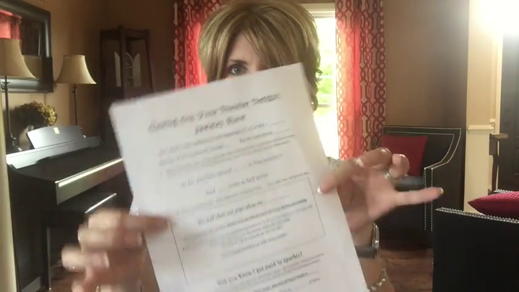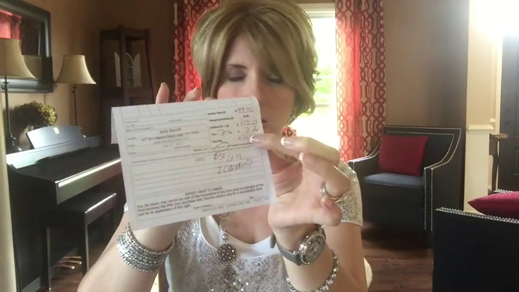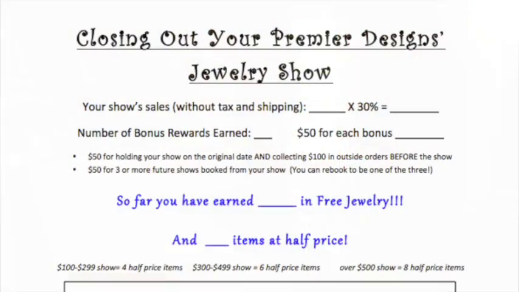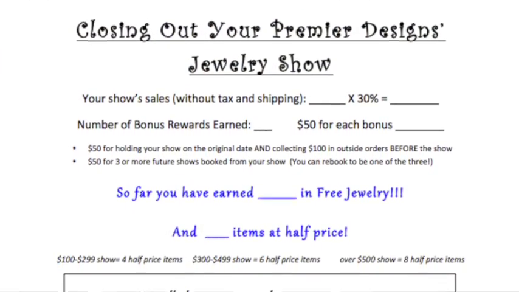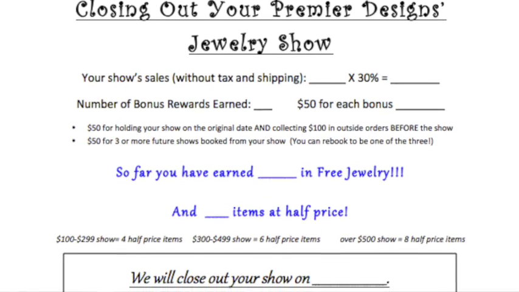Now, I love to use the I Get Paid to Sparkle sheet, okay? On the I Get Paid to Sparkle sheet, this is a sponsoring tool as well. So what we're going to do is add up the hostess or the customer amounts, and put that total right here. We're going to multiply that times 30%, then make note of the bonuses.